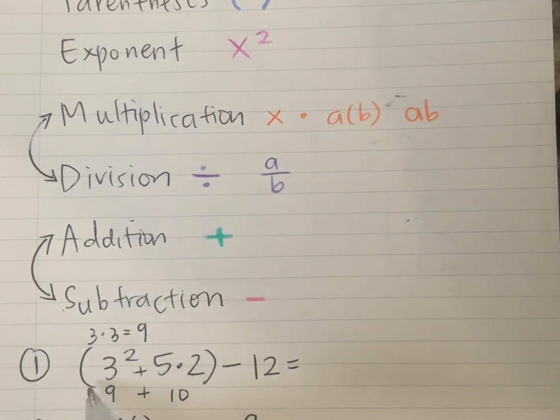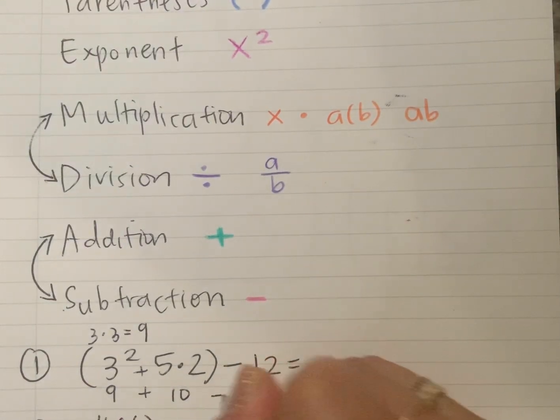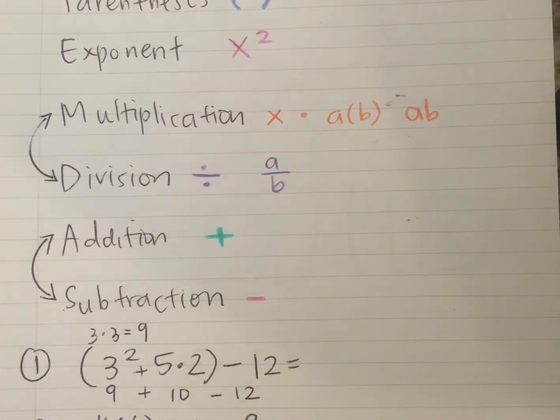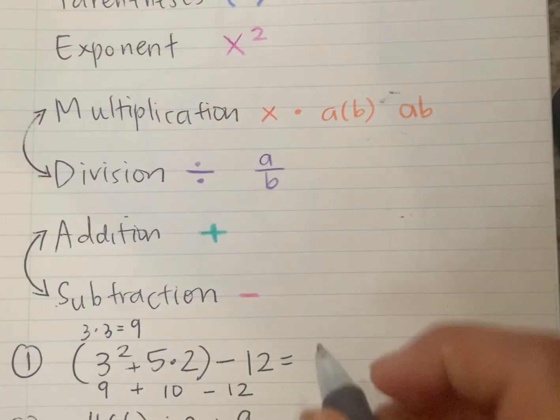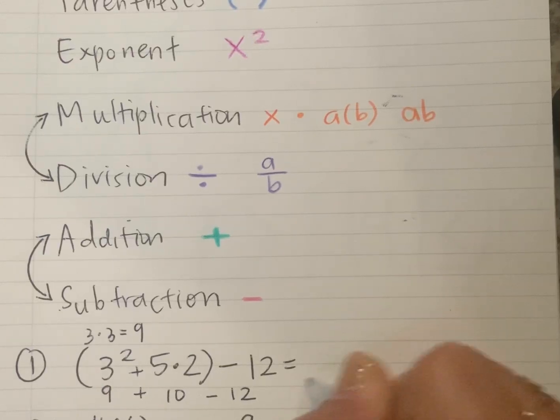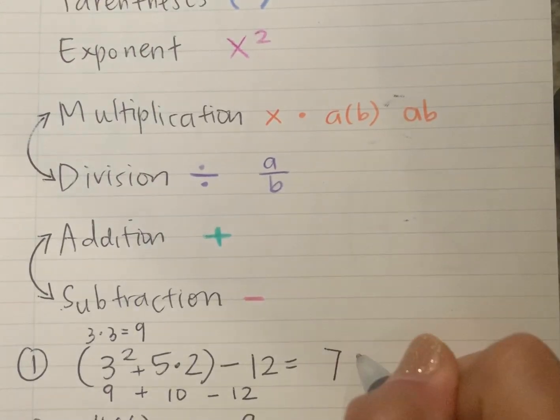Okay, so I've done all the work in the parentheses, and now I'm going to subtract the 12 from that work. So if we work in order, it's going to look like this. 9 plus 10 minus 12. 9 plus 10 is 19, and if you subtract 12, that's going to be 7.